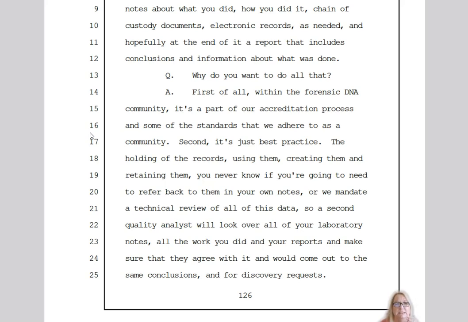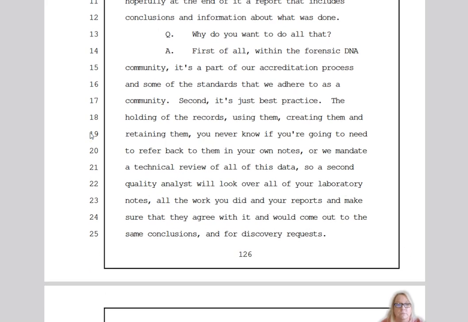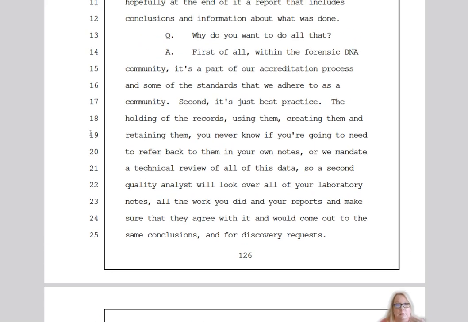Okay? It talked about those brothers. All right? But they've testified, other people have testified. It didn't say how they came to the brothers. Okay? So she's asking Mr. Hellwig, why do you want to do all that?